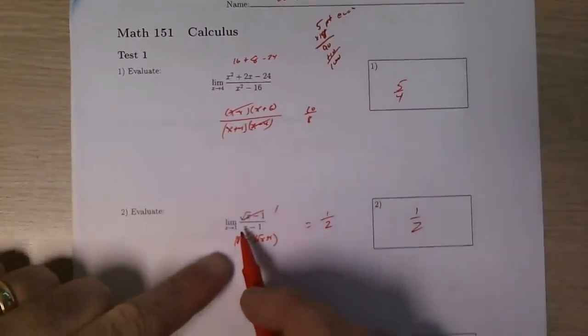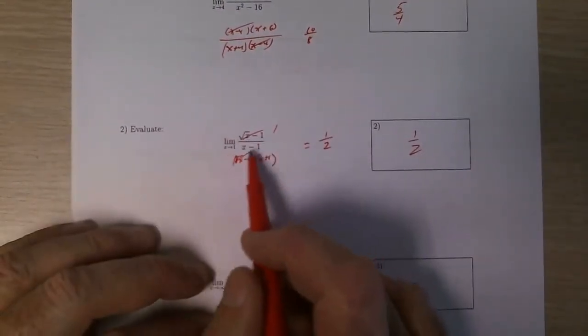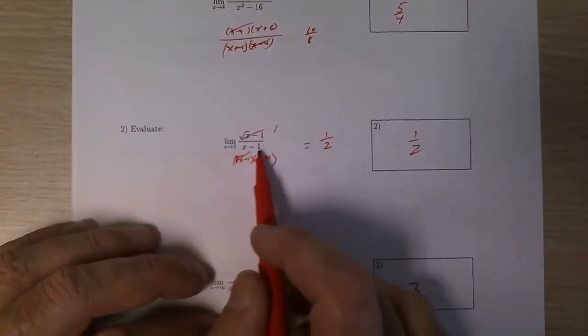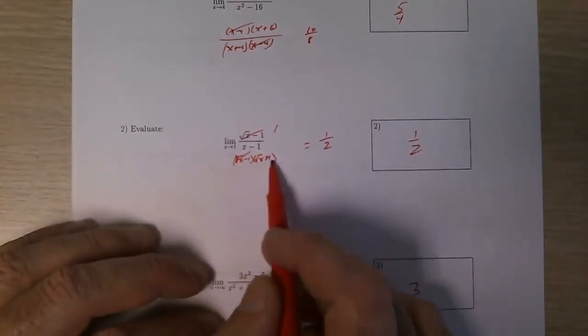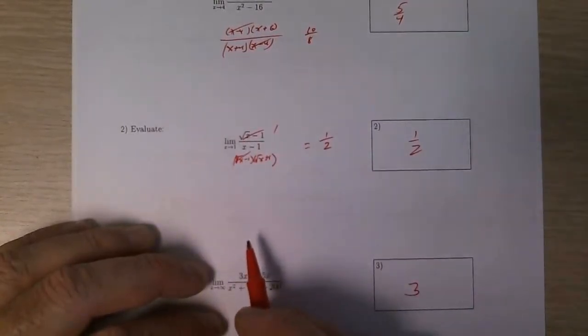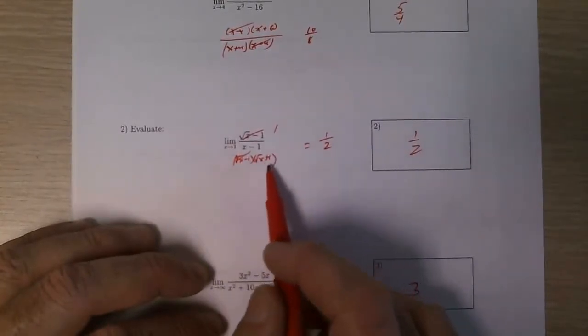This one, number 2, again, try plugging it in. It is a 0 divided by 0 when you plug the x equals 1 in. So I opted to factor the bottom into square root of x minus 1, square root of x plus 1. The square root of x minus 1's cancel out, leaving a factor of 1 on the top, and we got a factor of square root of x plus 1 on the bottom.